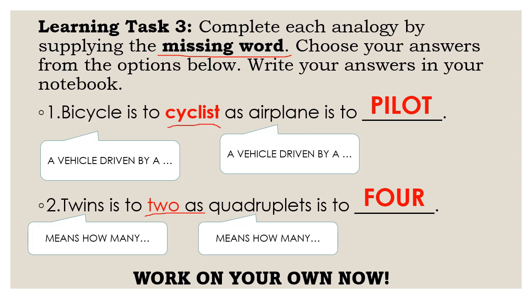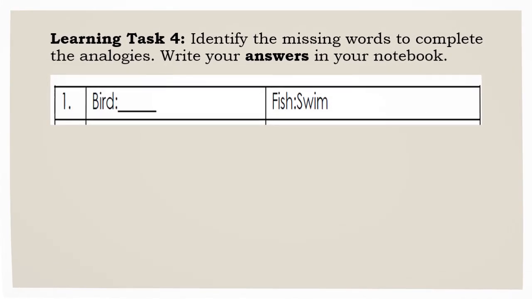Suppose you're done with learning task 3, let's move on to learning task 4. Identify the missing words to complete the analogies. Write your answers in your notebook. Now, on your module, I believe there's a table presented there, and you need to analyze it from left to right. So look at number 1, bird, colon, blank, fish, colon, blank.